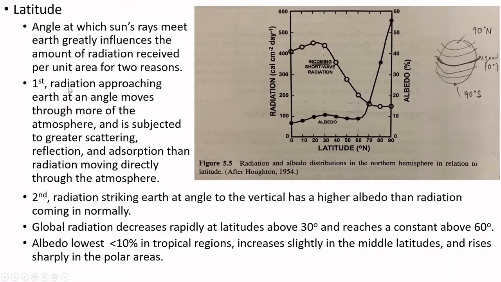Okay, first, radiation approaching Earth at an angle moves through more of the atmosphere. So imagine radiation coming from the side.